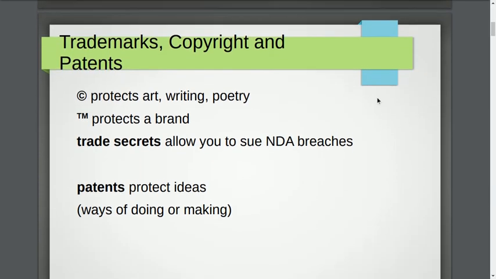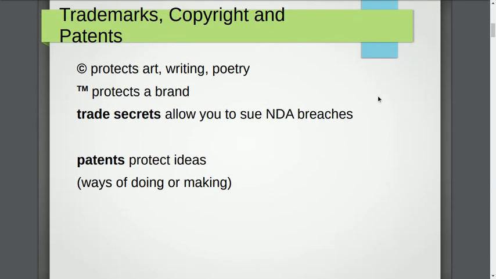So, first let's sort out what a patent actually is, because there are three, or actually four, key things that provide you with protection for intellectual property. The one that most people are familiar with is copyright. It protects art, writing, and poetry. So if you write a novel, or you take a photograph, or you make a sculpture or something like that, then copyright protects that.